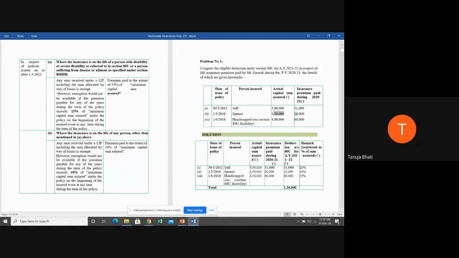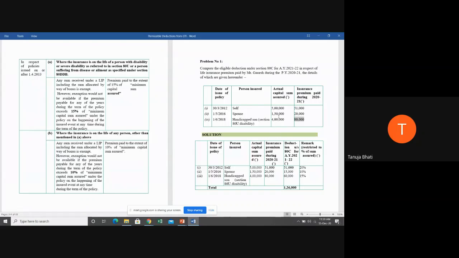It is taken for spouse. 1,50,000 is the capital sum assured and 20,000 is the premium paid. Next is 1/6/2018, the date of issue of policy. The policy is taken for a handicapped son who is having a disability. Capital sum assured is 4 lakh and the premium paid is 80,000. So, will he get a deduction under 80C is the first thing that we need to answer. If yes, what is the limit of deduction he will get?